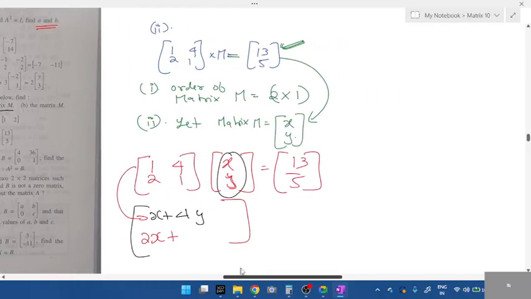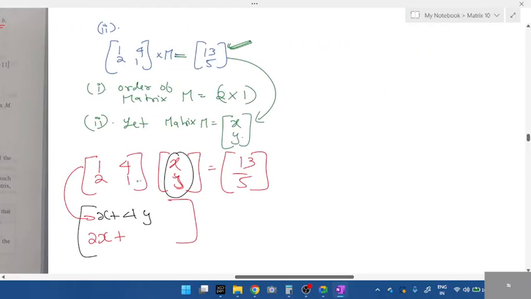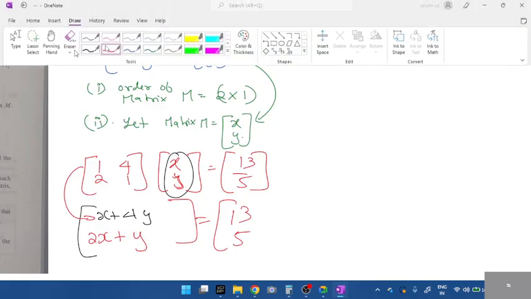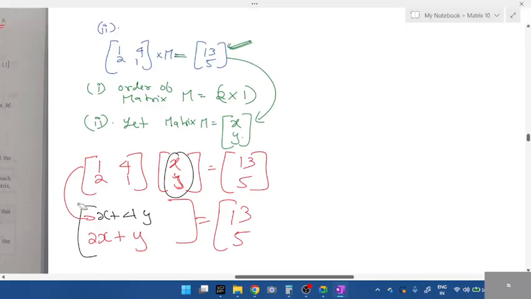In each of the cases, fine. Okay. 2x plus, what do I get? 2x plus 1y is equal to what? 13 by 5. Okay. After this, Ruth, can you tell me how do you find? Substitute the equation. See, we're not multiplying this. We're not multiplying to equate it.